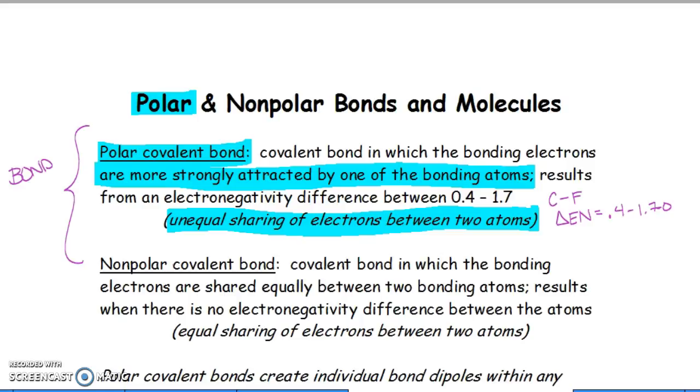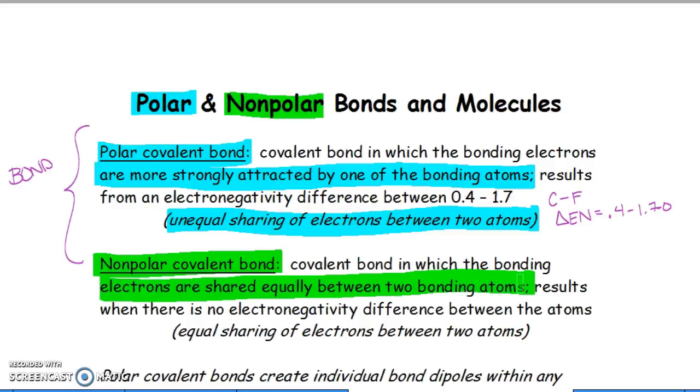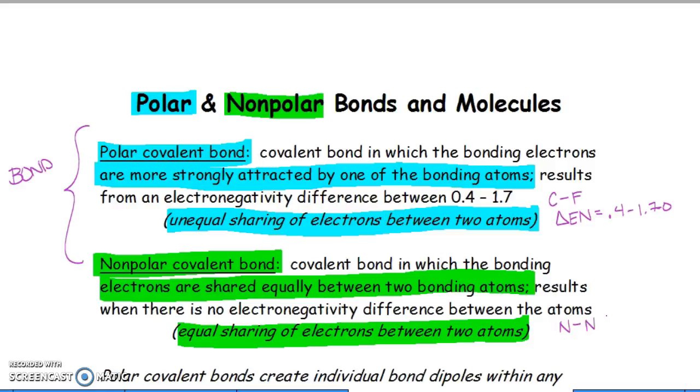Then we'll talk a little bit about nonpolar bonds. A nonpolar covalent bond is a bond between two nonmetals in which the electrons are shared equally between the two bonding atoms. This is because there is little to no difference in electronegativity between the two atoms. An example might be a bond between two nitrogens. I should really just draw a single bond, where if you were to subtract their electronegativity values, they are either equal to 0 or less than 0.4.